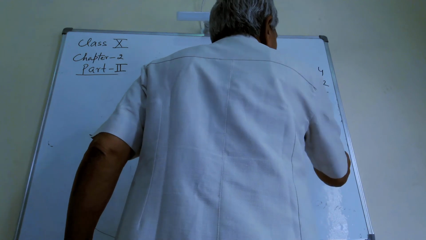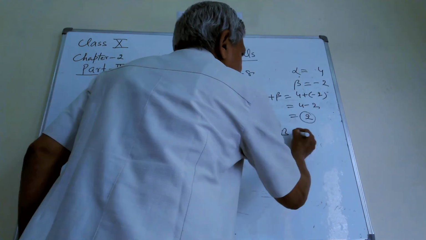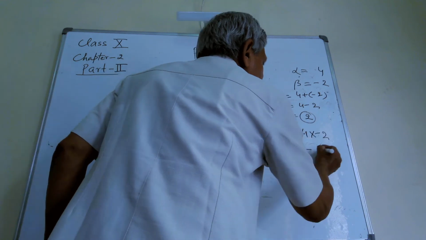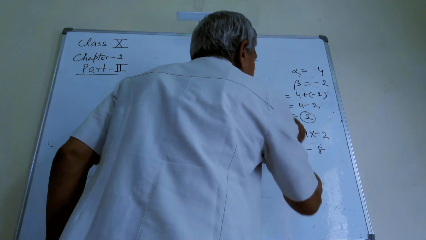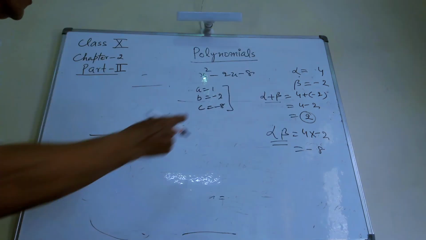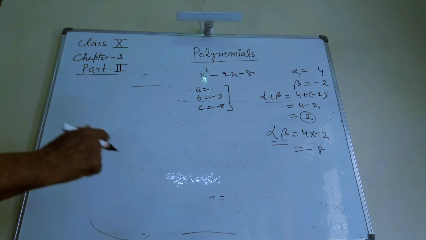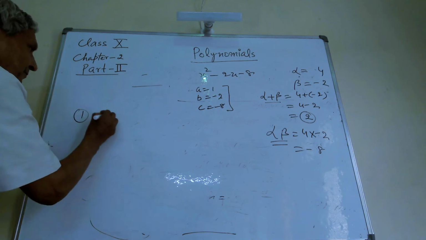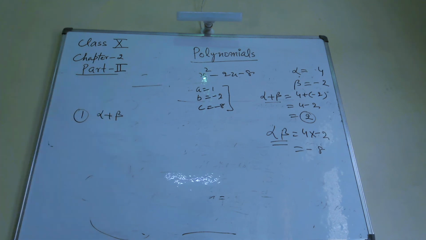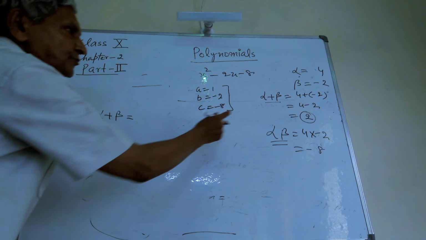Sum of the zeros is 2, and product of the zeros is equal to 4 into minus 2, which is equal to minus 8. This is the sum of the zeros, and this is the product of the zeros. Now I am taking first the sum, alpha plus beta. Take it seriously. Alpha plus beta is equal to 2.